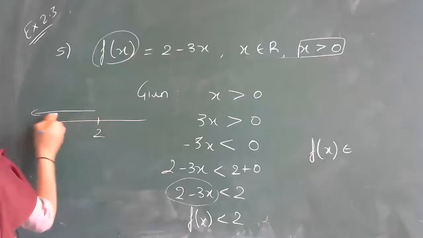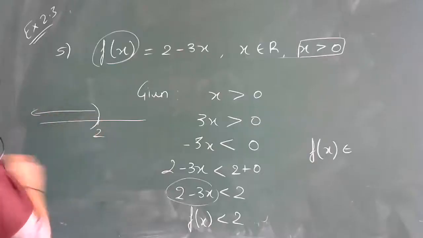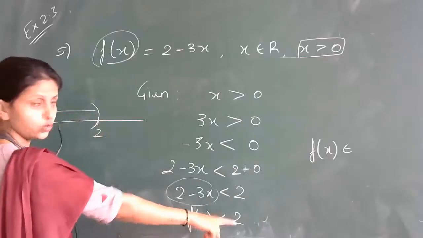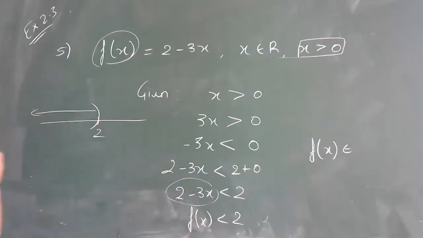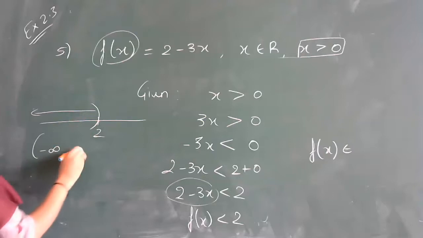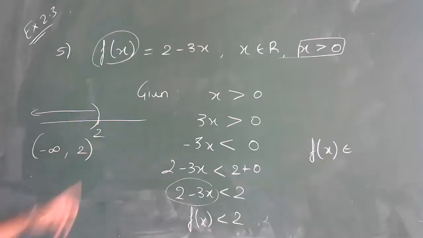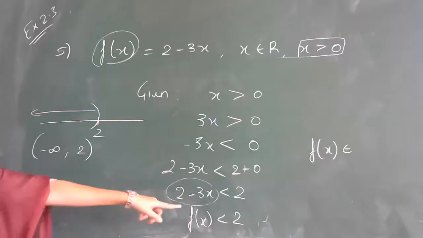All the values of f of x less than 2, and 2 is not included. As it is strictly less than 2, 2 is not included. So all those values of f of x less than 2. So the interval is minus infinity to 2. Open interval at 2, because 2 is not included.